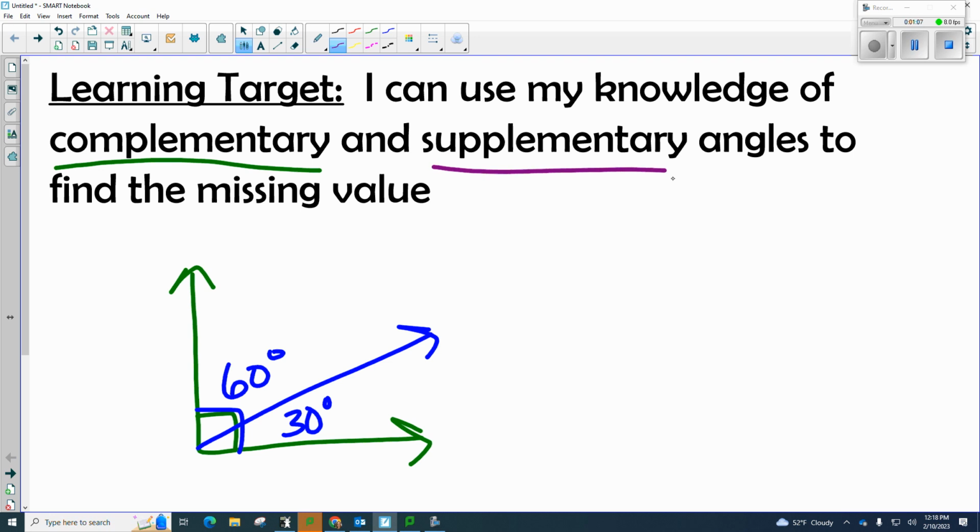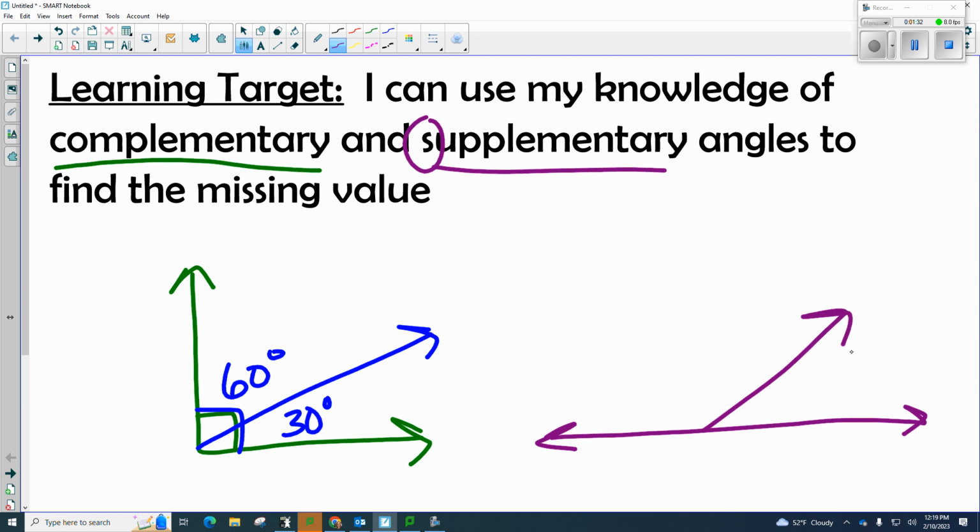Okay, and then supplementary angles, they're also going to be angles that are next to each other, but they're angles that make a straight line. And maybe we can remember that S from supplementary means straight line because it's angles that add to 180, and most of the time the picture you're going to see is a straight line.